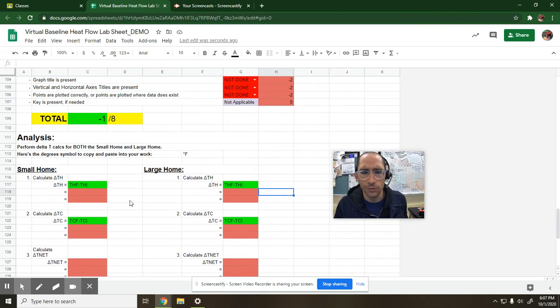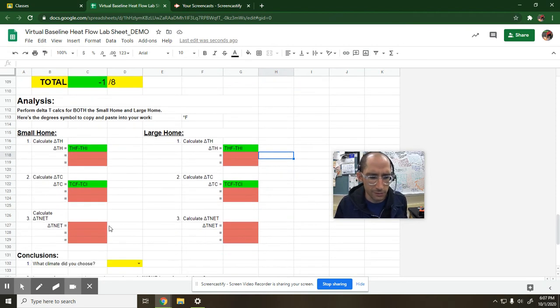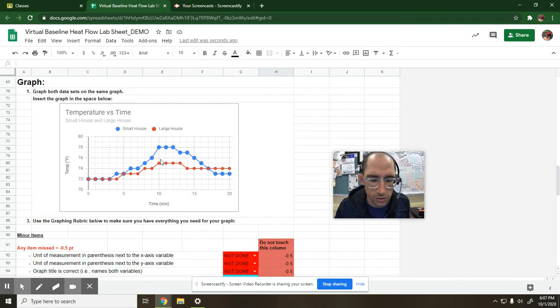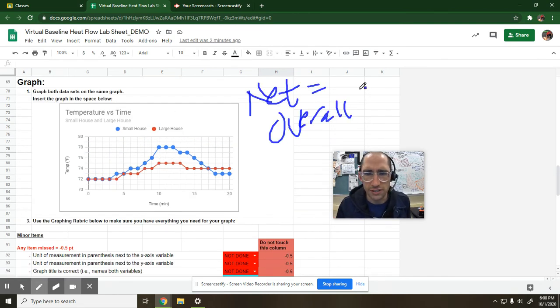And net. People miss the boat on net. They're like, wait, Mr. Phillips, what's a net? Net is another word for overall. If your house starts at 70, goes up to 100, and then drops back down to 70, overall, there is no change because you started at 70 and ended at 70. It doesn't matter if you start at 70, go to 1,000,000 degrees, and then go back down to 70. The net temperature change is 0.